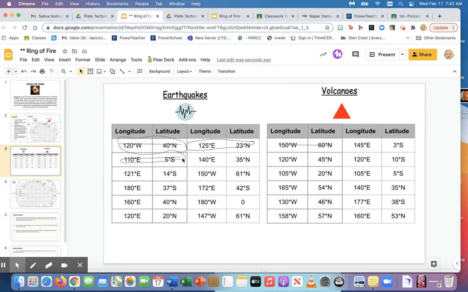Okay, let's try maybe one more earthquake, okay? So let's do this one down here. 110 degrees east, 5 degrees south. I'm going to start with 110 degrees east. And it's okay to go this slow and to remind yourself of what you're doing. So 110 degrees east. So let's go to the map.